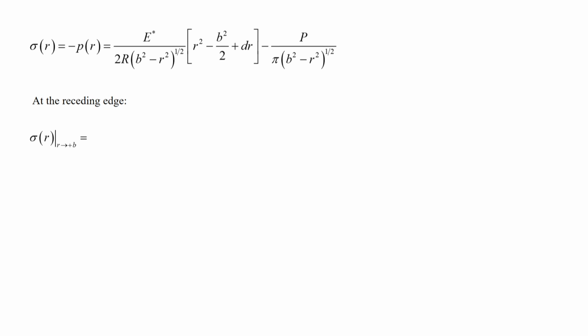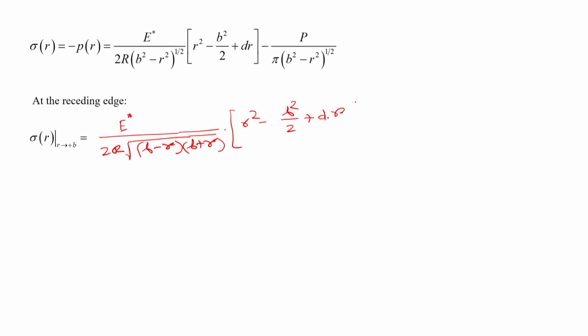So, at the receding angle, sigma r at r tends to b. So, here this is E star, this is 2 r, this is square root of b minus r into b plus r, and over here again this is r square minus b square by 2 plus d into r, and this is at r going to b, minus this is p into pi, again the same way square root of b minus r into b plus r. So, in all the cases I put r tending to b.